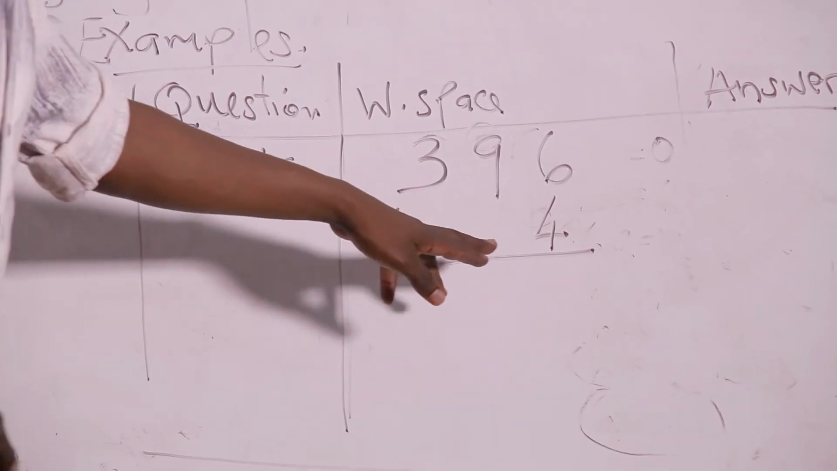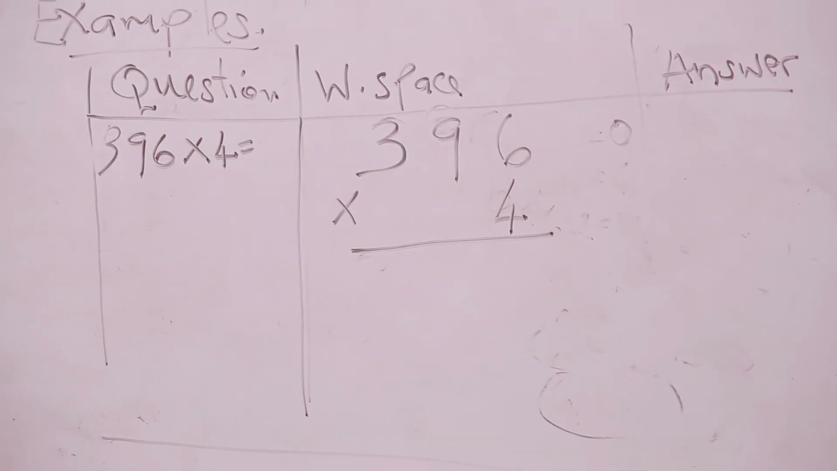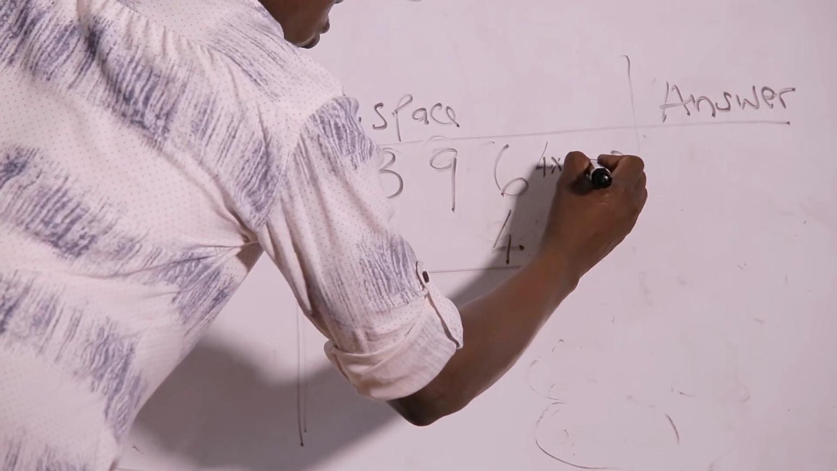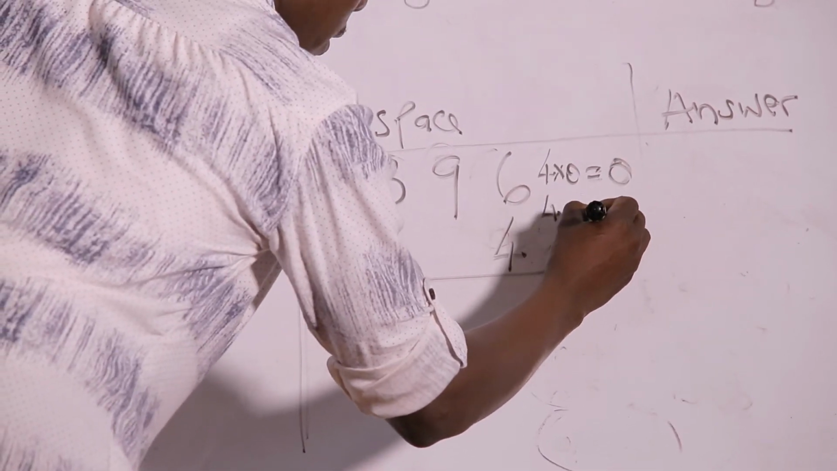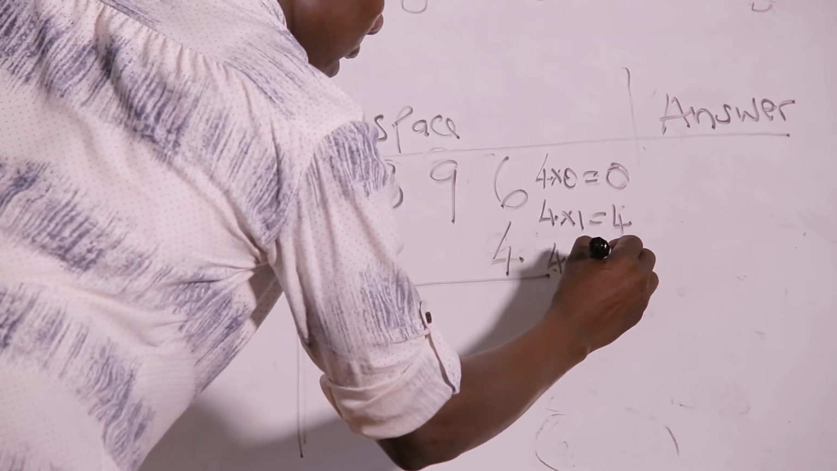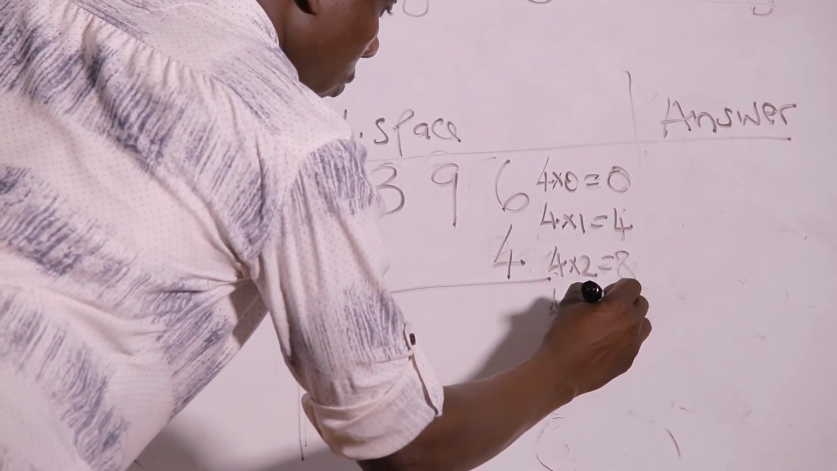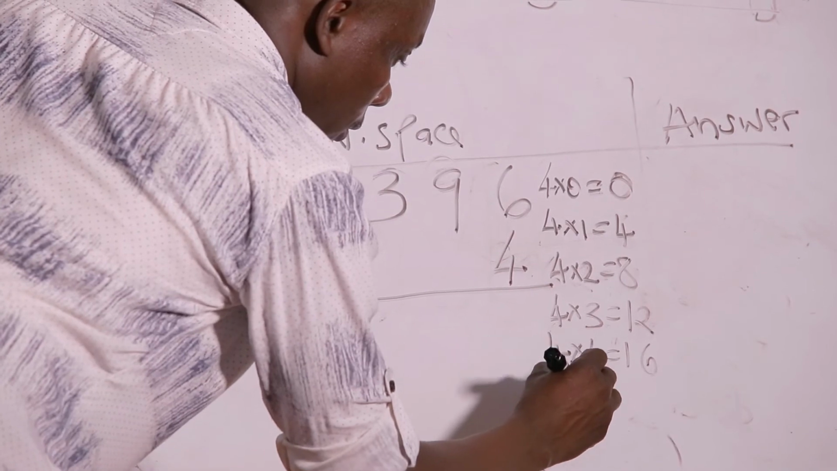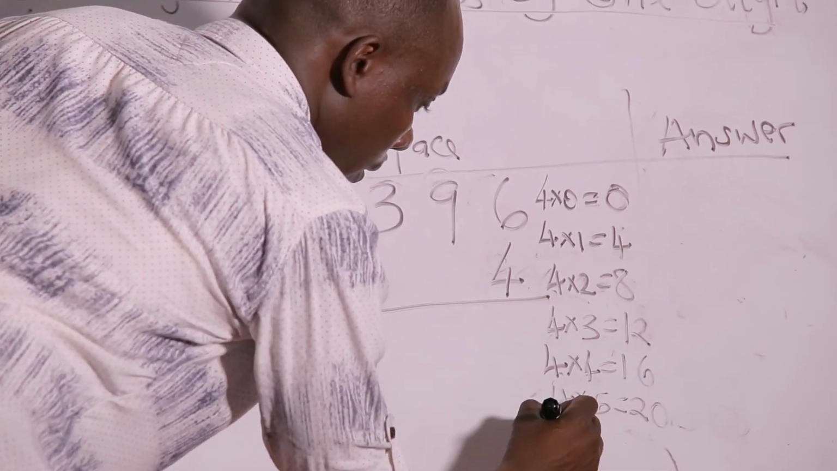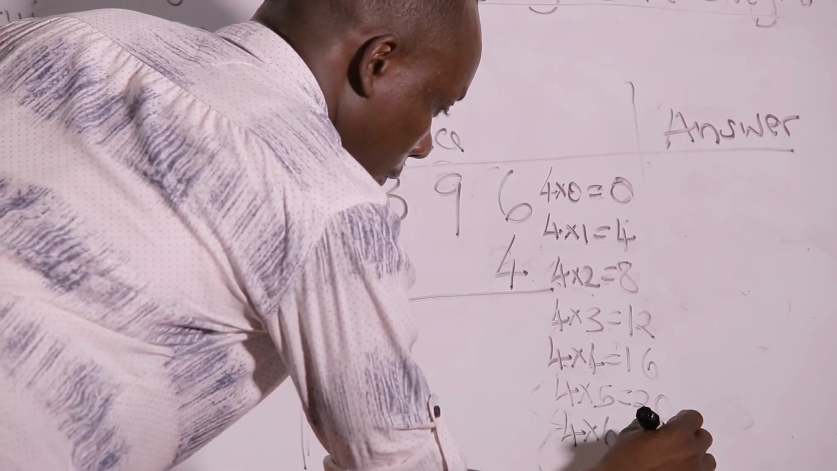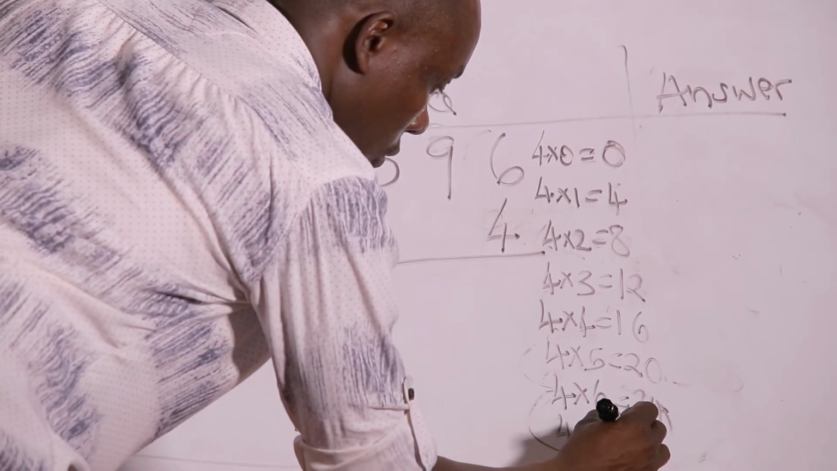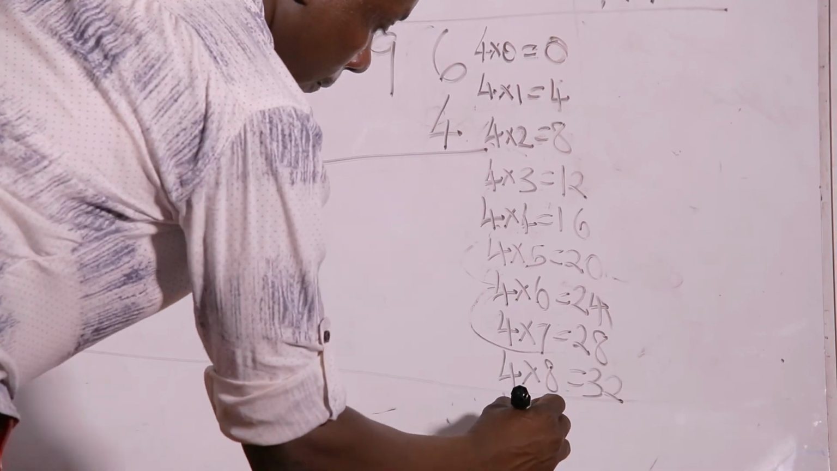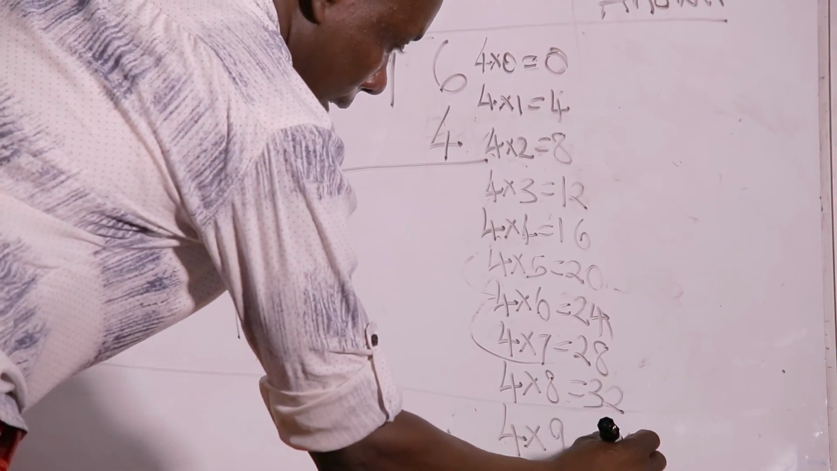So here, what shall we do? We are going to prepare our table 4. We start from 4 times 0, you get 0. 4 times 1, you get 4. 4 times 2, you get 8. 4 times 3, you get 12. 4 times 4, you get 16. 4 times 5, you get 20. 4 times 6, you are getting 24. 4 times 7, you get 28. 4 times 8, you are getting 32. And 4 times 9, you get 36.